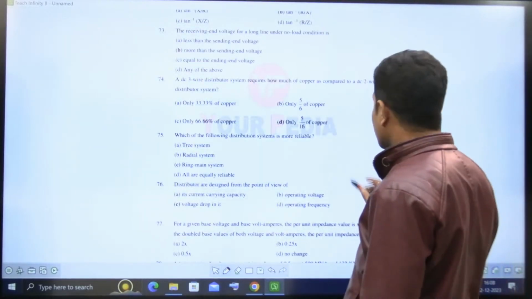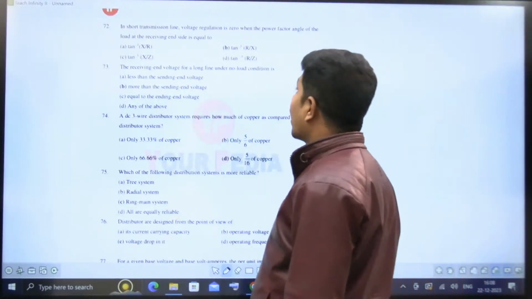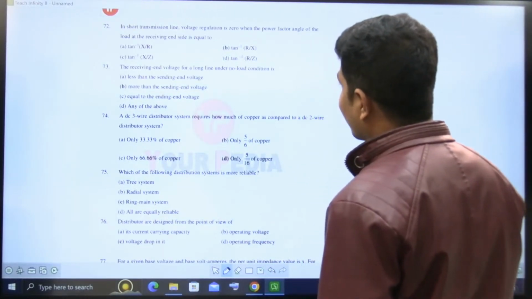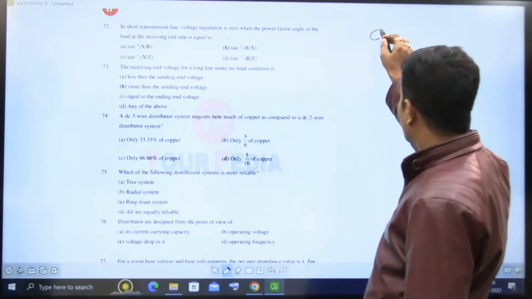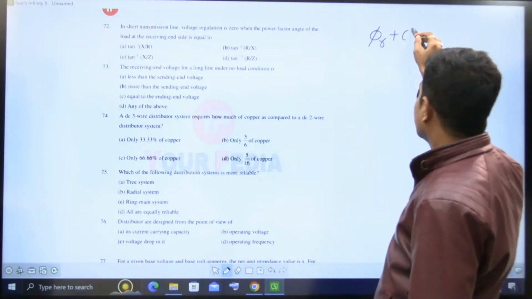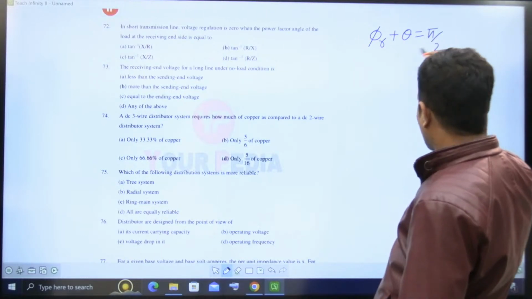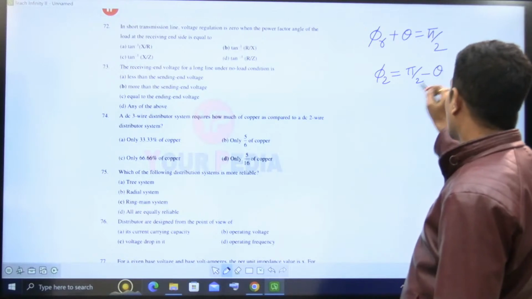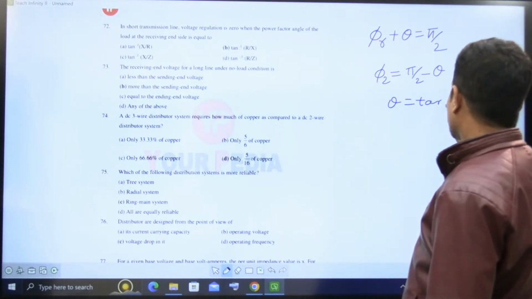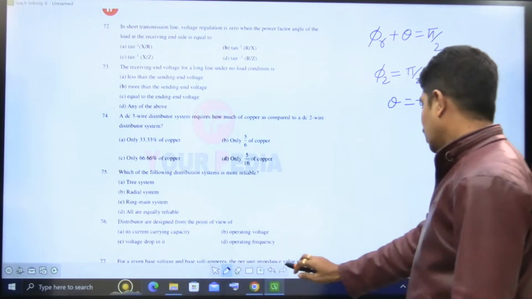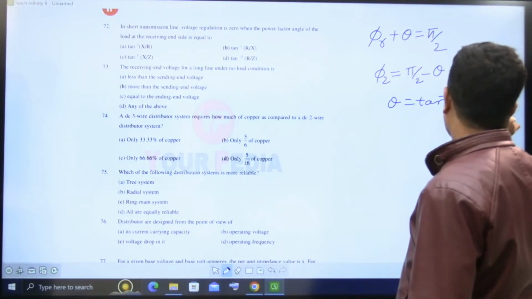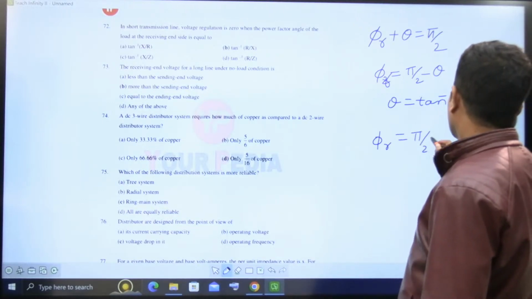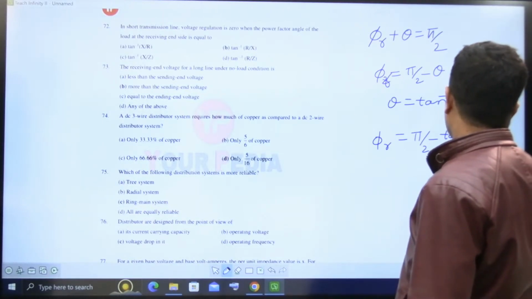Let's come to the next question. A short transmission line voltage regulation is 0 when the power factor angle of the load at the receiving end side is? What is the condition for zero voltage regulation? Phi r plus theta is equal to pi by 2, where phi r is load angle. So phi r is equal to pi by 2 minus theta, where theta is the transmission line impedance angle that is equal to tan inverse of x by r. So phi r is equal to pi by 2 minus tan inverse of x by r.